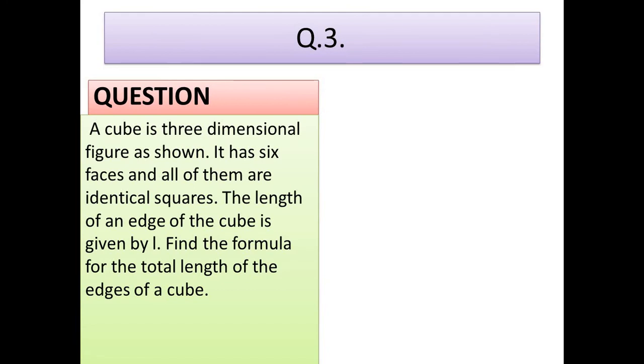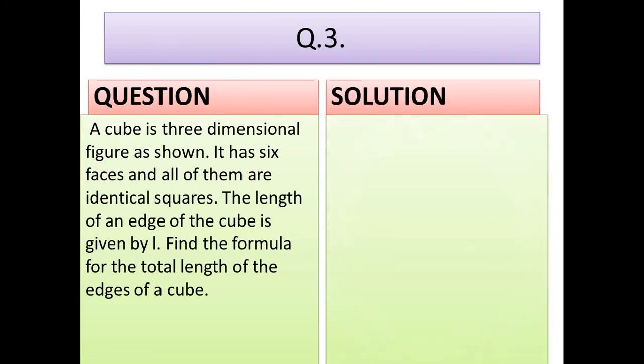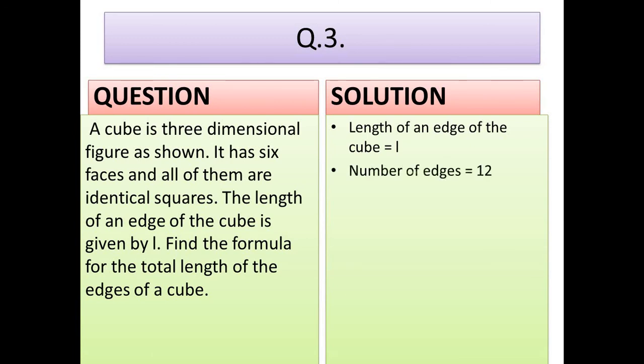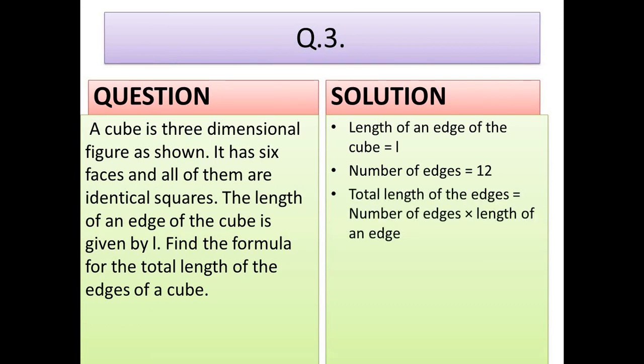The length of an edge of the cube is given by L. Find the formula for the total length of the edges of the cube. So the length of the edge of the cube, one edge measures L. So the number of edges a cube has is 12. So the total length of the edges will be equals to the number of edges into the length of one edge. That is 12 into L. So the answer is 12L.